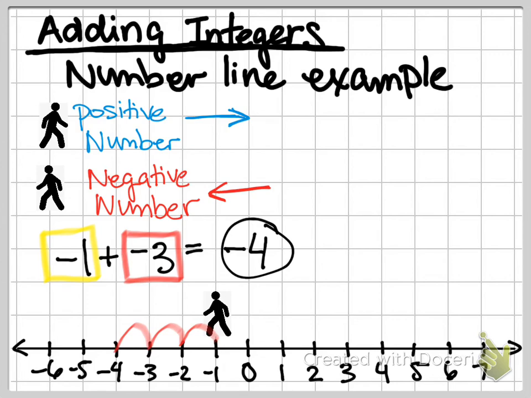So this is how you can use a number line to add integers no matter if they're positive or negative. You just have to think about what direction the person is facing and move them where they need to be.